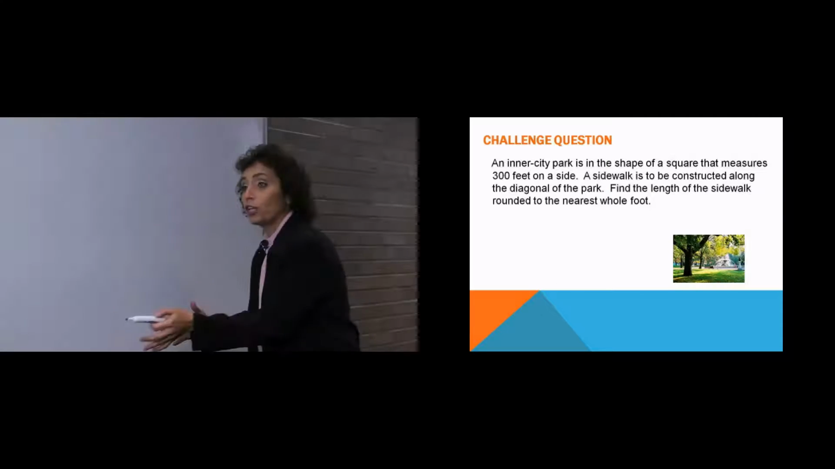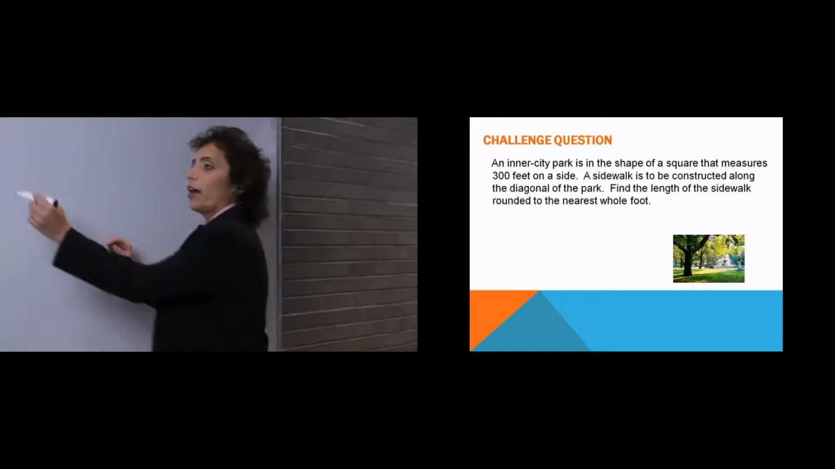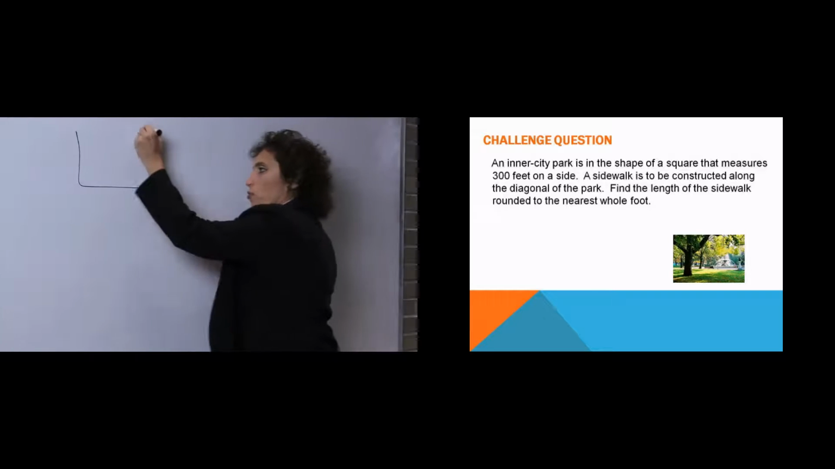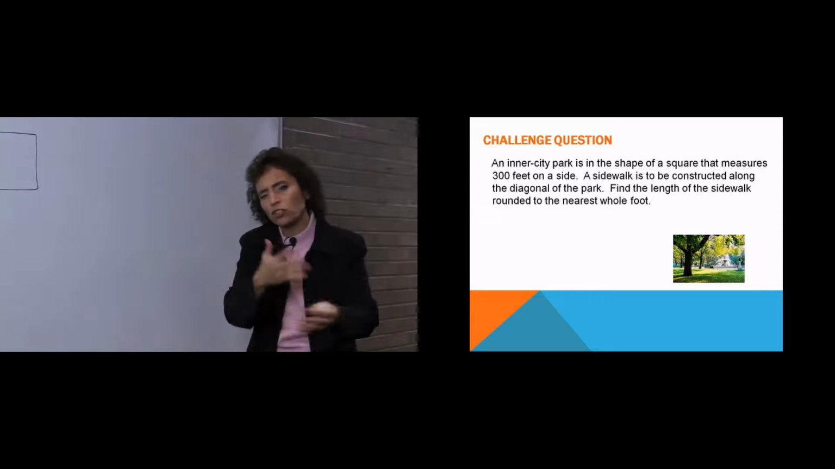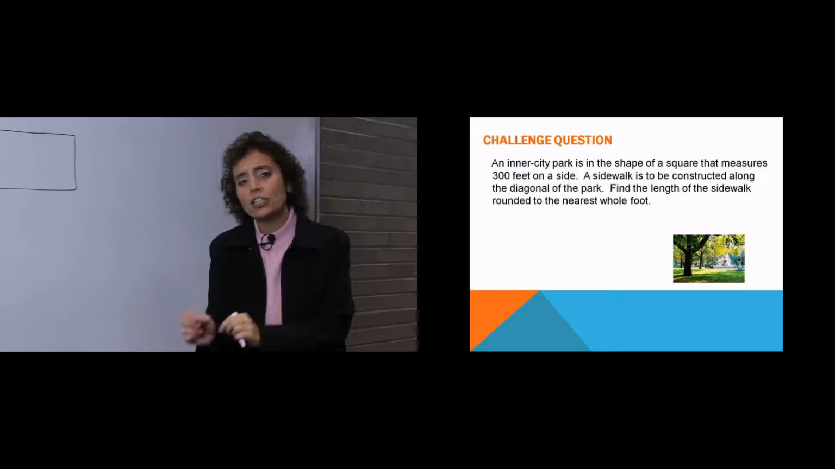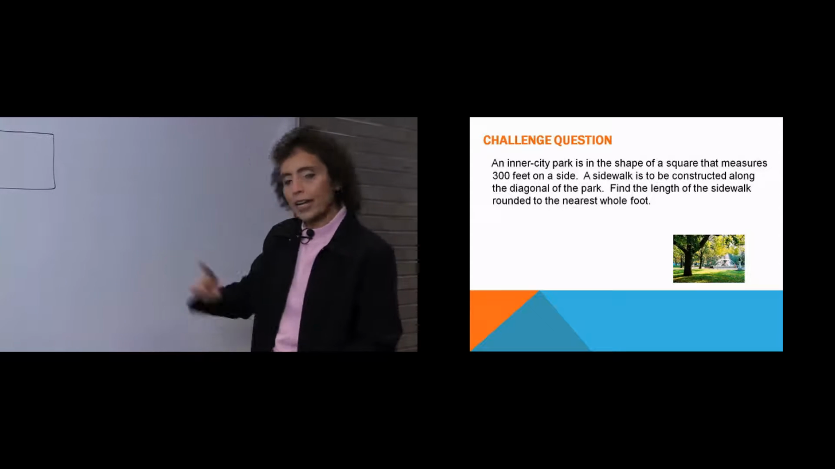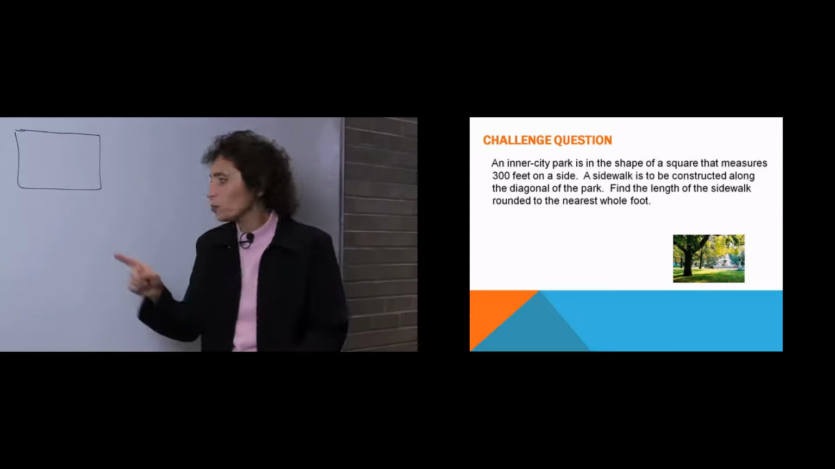Right, we're going to go to an inner city park, and it's in the shape of a square. Oh, watch this. Oh, beautiful. Okay, and it's 300 feet on every side, because remember, all the sides are the same in a square. What you might not know is that all the angles are right angles, and we're going to talk more about that. Right angles means 90-degree angle.